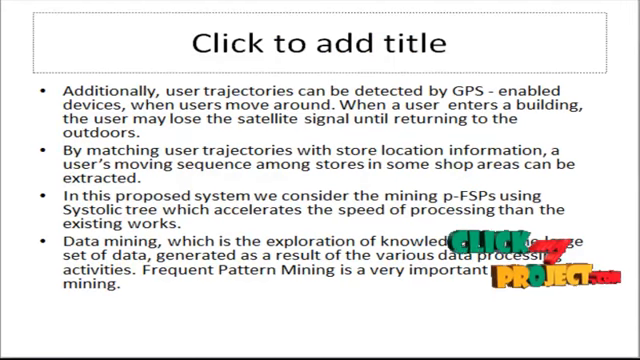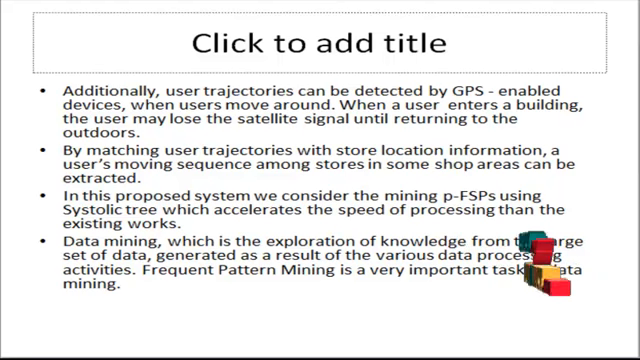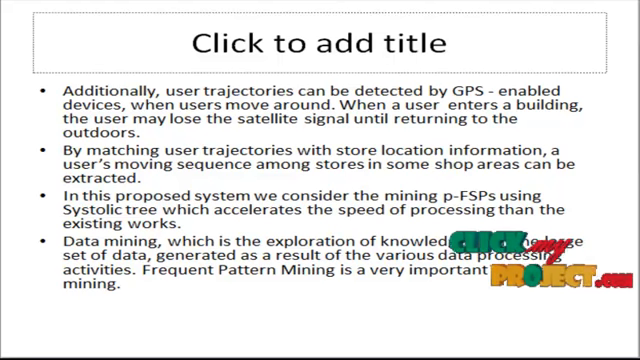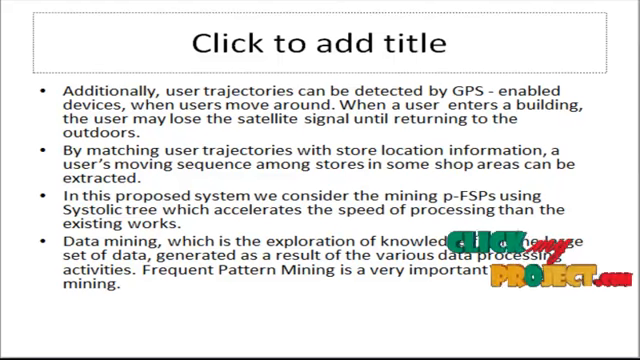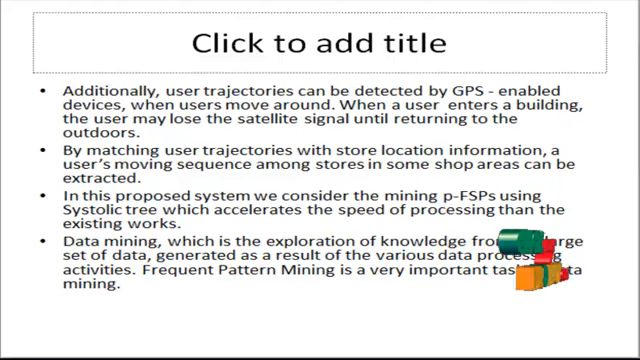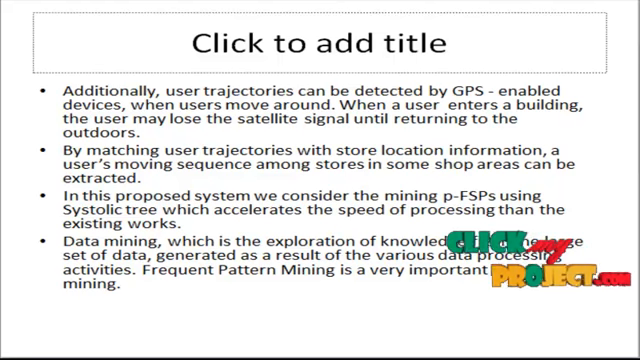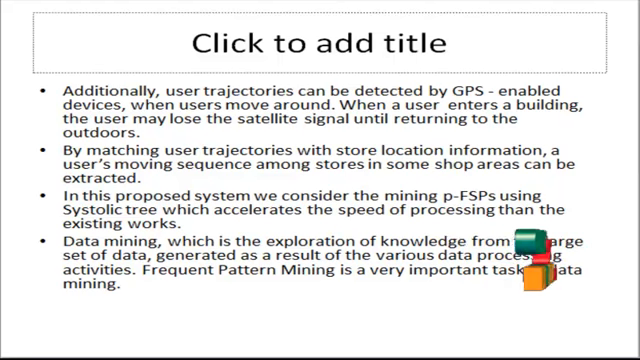Additionally, user trajectories can be detected by GPS-enabled devices. When a user enters a building, the user may lose the satellite signal until returning outdoors. By matching user trajectories with stored information, a user moving sequence among stores in some shop areas can be extracted. In this proposed system, we consider the mining of EFSP using a systolic tree, which accelerates the speed of processing compared to existing works.